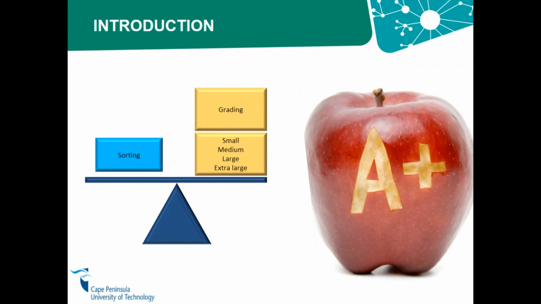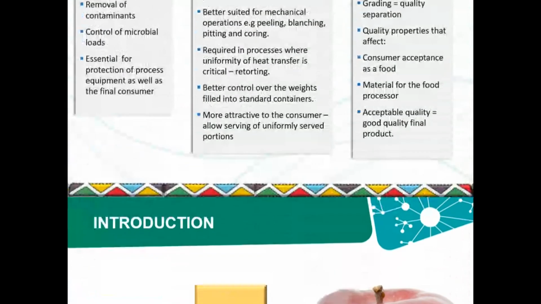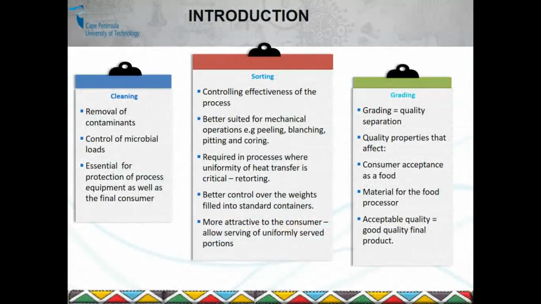So these are definitions that we need to understand: sorting is separating the components, the raw materials, based on a single attribute, but when we are grading, we're looking at the overall attributes. So let me refresh your memory a little bit.